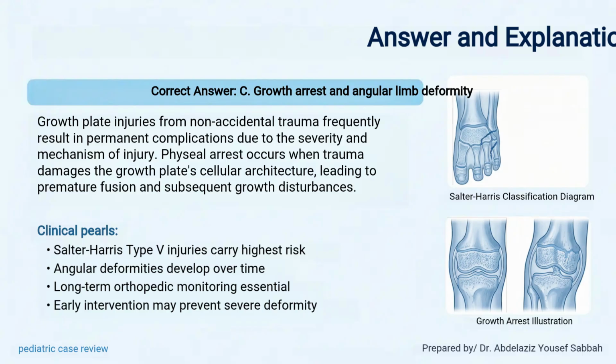For clinical pearls, guide the management of physeal injuries in this context. Salter-Harris type 5 injuries, which involve axial compression of the growth plate, carry the highest risk for growth arrest and are also among the most difficult to detect on initial imaging. Angular deformities develop progressively over time and may not be apparent at the initial fracture visit.